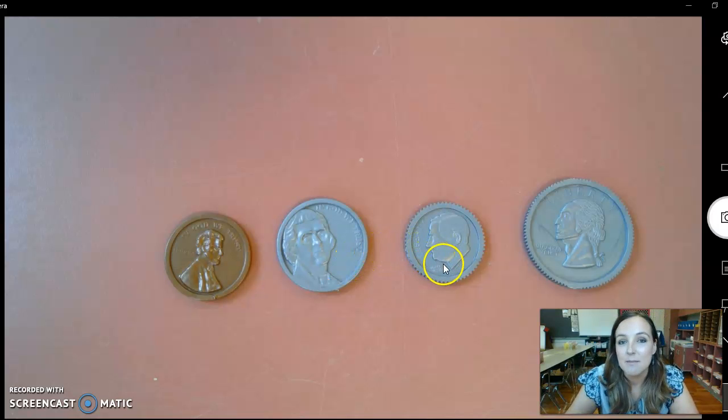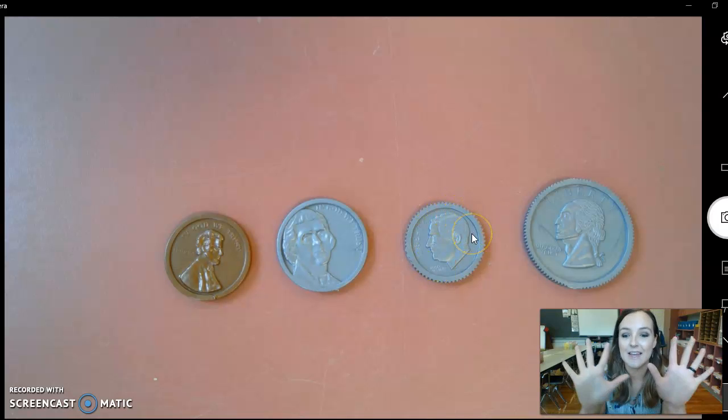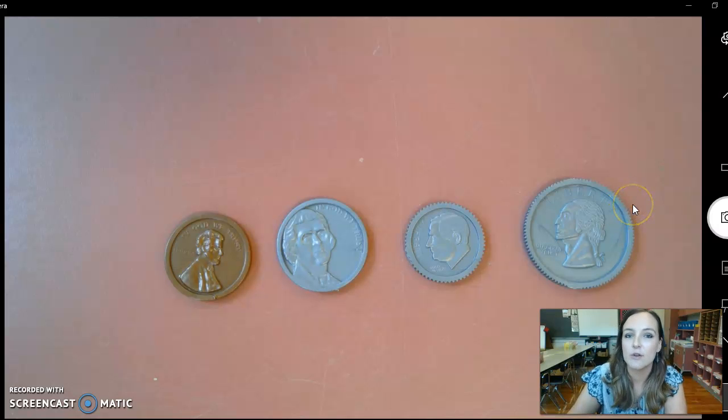Next we have a dime, and a dime is the smallest coin, but it is worth 10 cents. And the biggest coin we have is the quarter, and it is worth 25 cents. Now, there are other coins you may have seen before, but for today's lesson, we're just going to focus on these 4. Also, below this video, there is a link to a video on YouTube, and it's a fun song about counting coins and how to remember how much they're worth. So I hope that you can check that out.